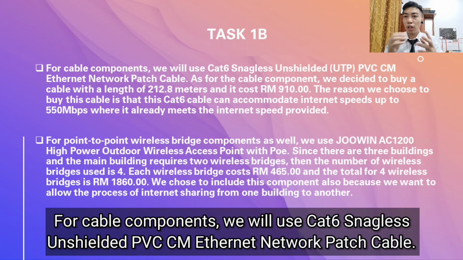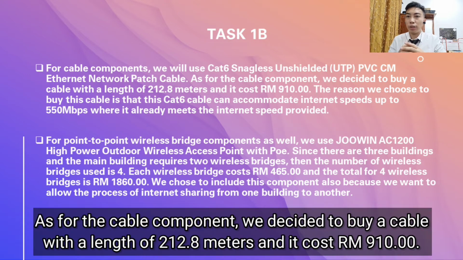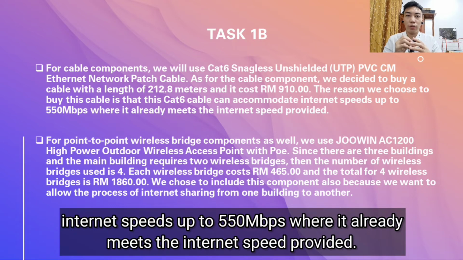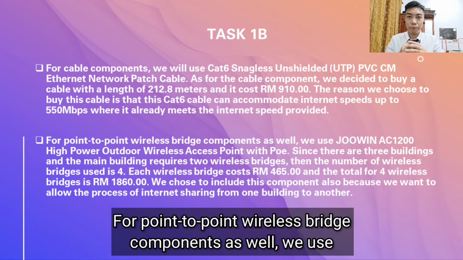For the cable components, we use Cat6 unshielded UTP PVC CM Ethernet network patch cable. As for the cable component, we decided to buy a cable with the length of 212.8 meters and it costs 910 ringgit. The reason we choose to buy this cable is that this Cat6 cable can accommodate Ethernet speeds up to 550 megabits per second, which already meets the Ethernet speed provided.